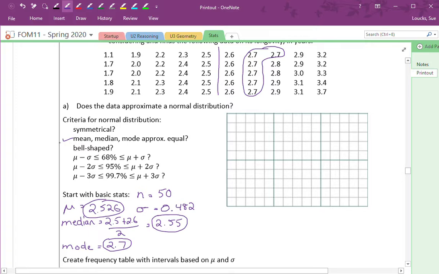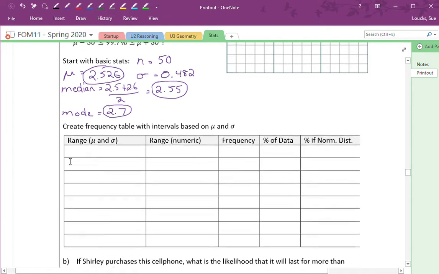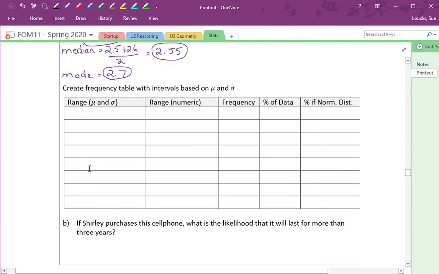Okay, and then there's a table down here. We can't graph it until we do a frequency table, so we need to do that. Unfortunately, I can't show you the whole thing on the screen at one time, but you've got the page in front of you, so you've got the data.